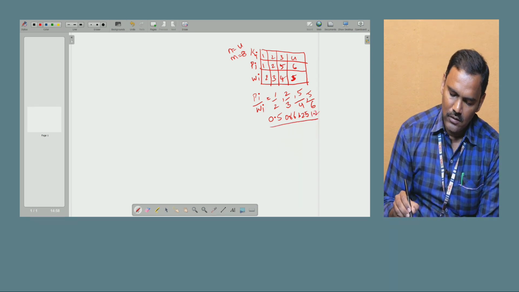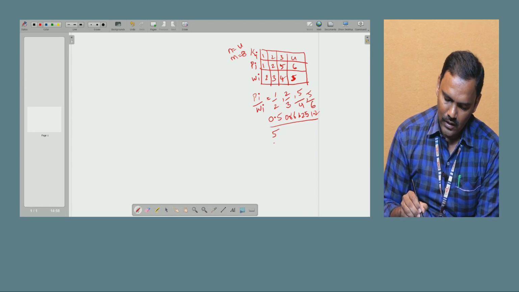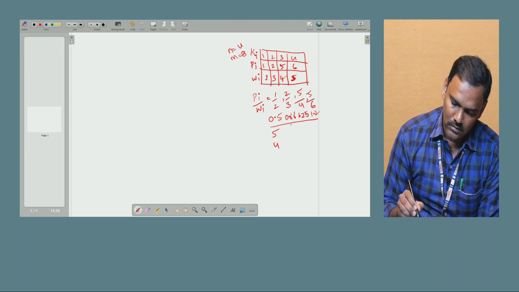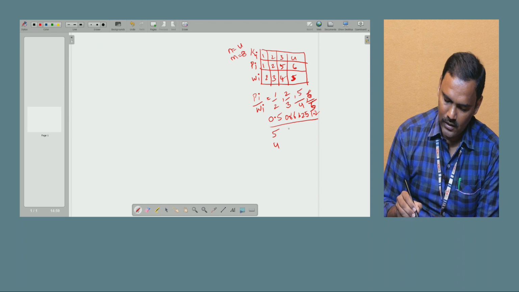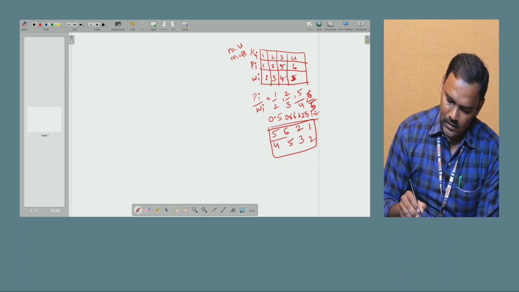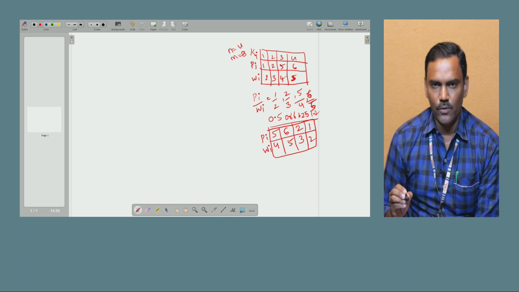If you see here, to sort, we are going to get the profit 5 and the weight 4 as the first object, and the second one is 6 by 5. The third one we are going to get is 2 by 3, and the last one is the updated weight in order, that is nothing but P of I, W of I. This is what we are going to be taking.